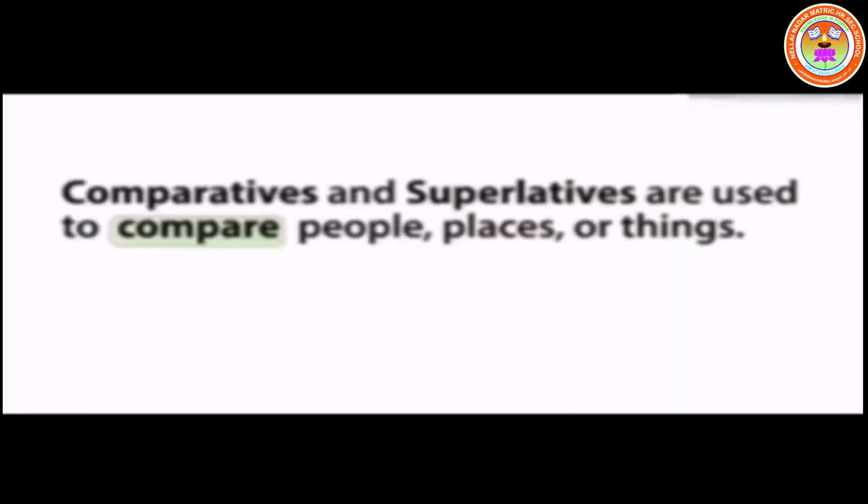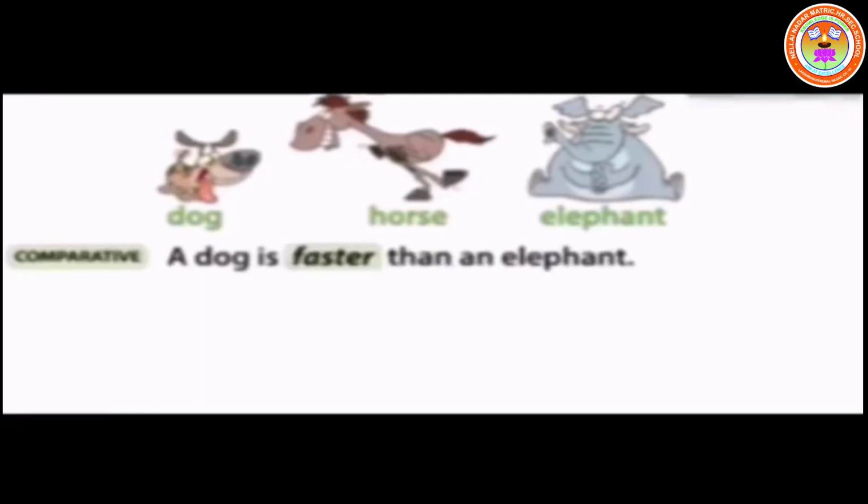Comparatives and superlatives are used to compare people, places, or things. Here we have three animals: a dog, a horse, and an elephant. How can we compare these three animals? Let's compare the dog and elephant with the adjective fast.